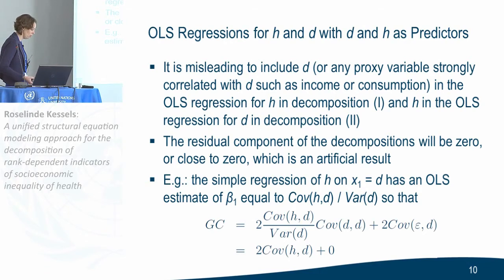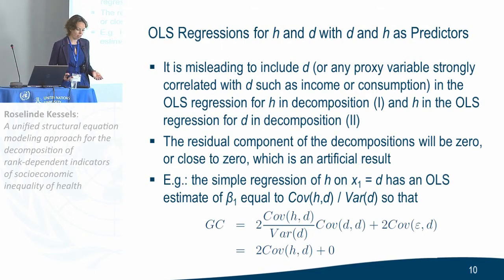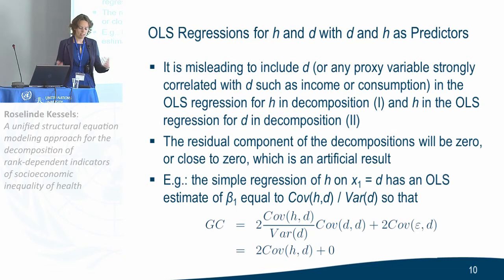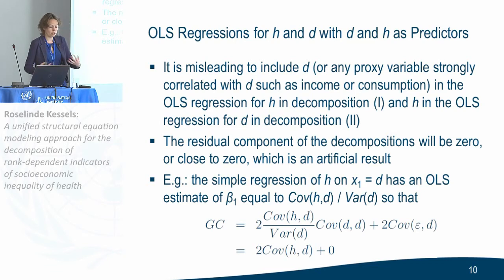And this artificial result also happens when we use a proxy variable for one of the dependent variables, like for D. We use consumption, income, wealth, and you see that often appearing in papers, but these variables are highly correlated with D because D has been composed from those variables. So it does not make any sense to include those variables in the regression, which is used as an auxiliary step in order to explain the GC. So first we have the regression in which we want to explain health or D, and then those results are used in order to explain the GC.